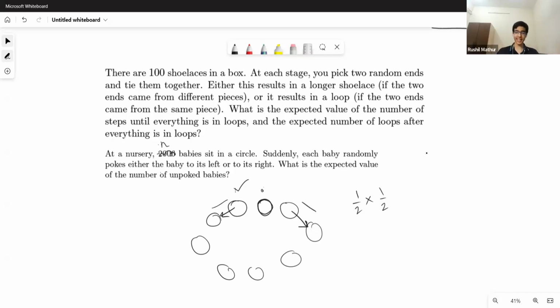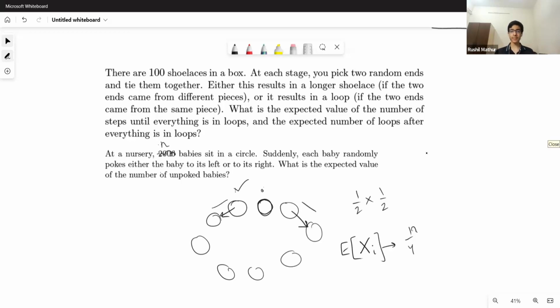And so then we do the standard indicator variable stuff. We can make an indicator variable xi, which is 0 if the ith baby is poked and 1 if it's unpoked. And the expected value of xi is 1 by 4. If you add all of them up, you get n by 4, and that's the expected number of unpoked babies. I guess that's basically what people would have done. Is that clear with people?